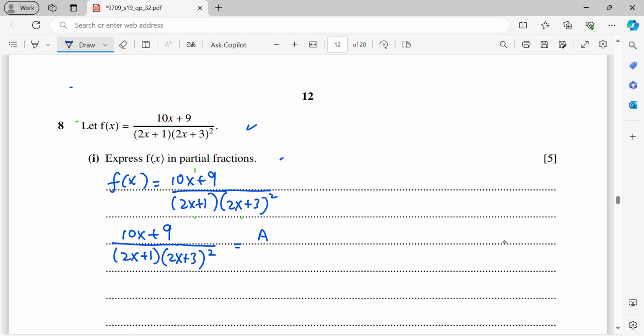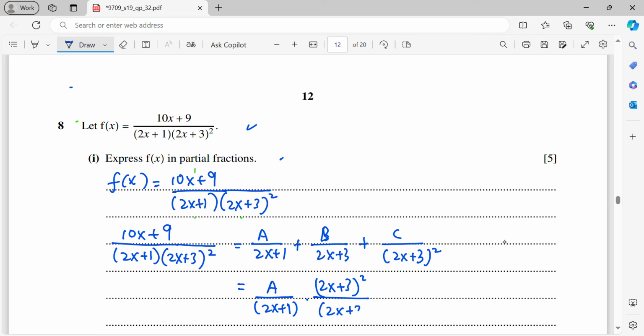So this is going to be A over 2x plus 1, plus B over 2x plus 3, plus C over 2x plus 3 squared. Then now to get the same denominator as on the left side, here you need to times with 2x plus 3 squared for the first term. And for the second term, you already have 2x plus 3, but we need to times with 2x plus 1 together with 2x plus 3 degree 1, because we need degree 2 for the 2x plus 3.